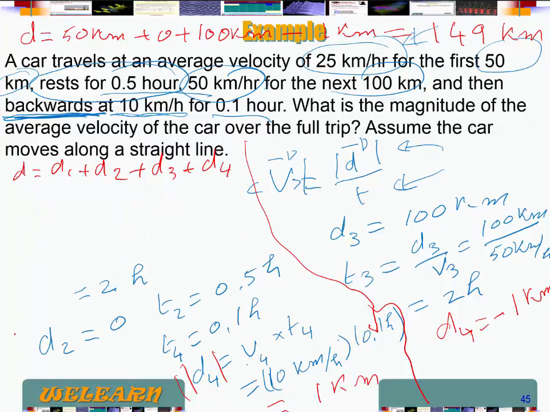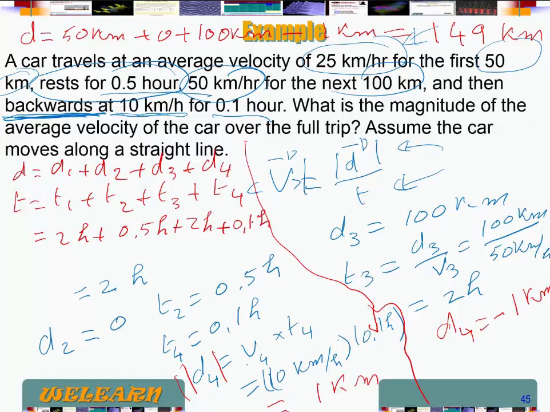So my T is T1 plus T2 plus T3 plus T4. So in this case, that's going to be equal to 2 hours plus 0.5 hours plus 2 hours plus 0.1 hours. 2 plus 2 is 4, so it's 4.6 hours.